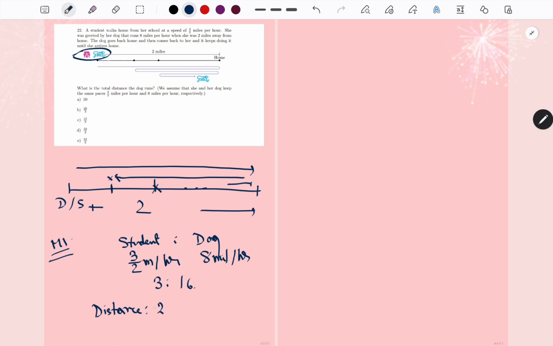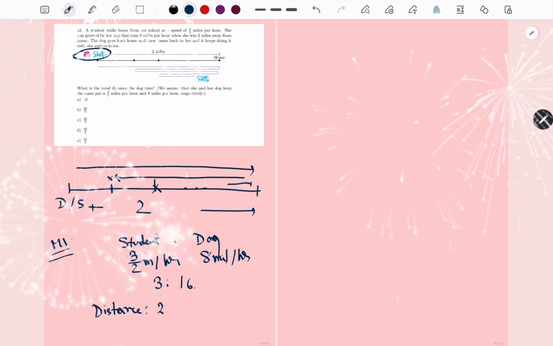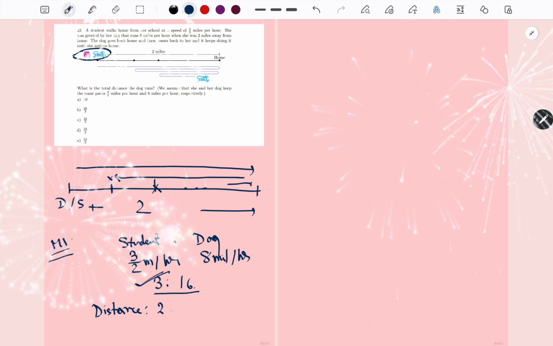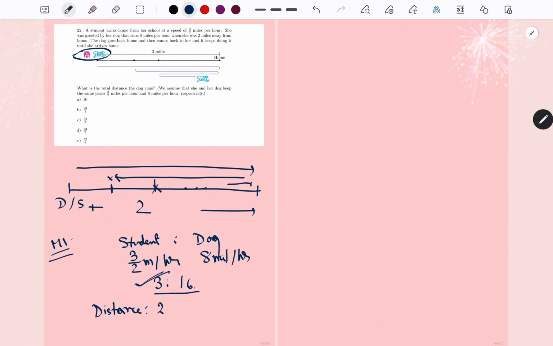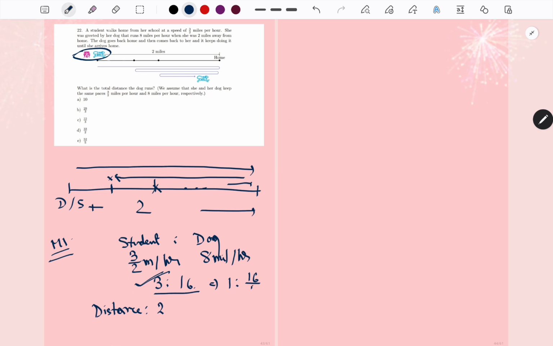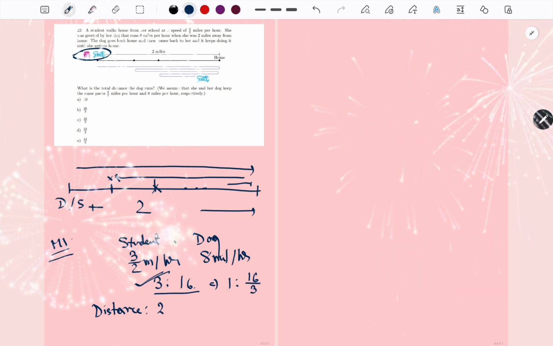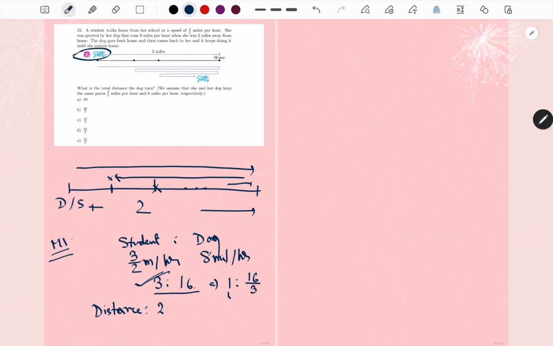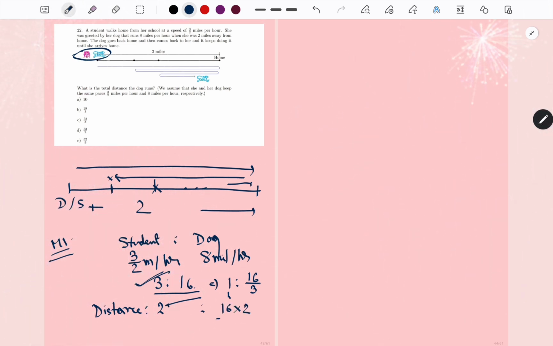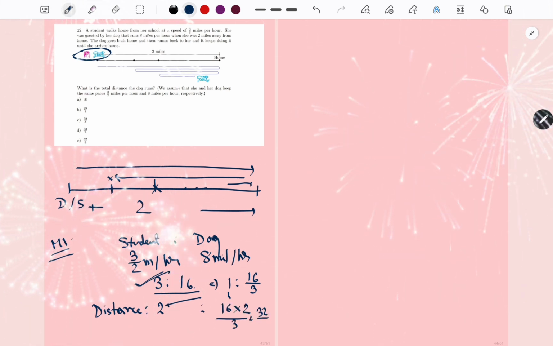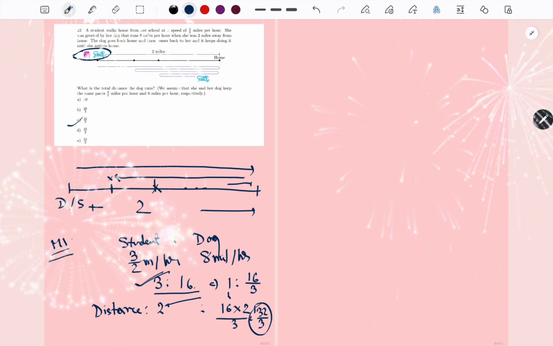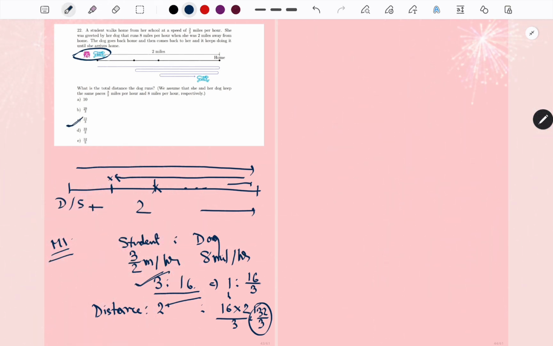So now the ratio must be the same. Since the speed ratio is 3 to 16, the distance ratio must be the same. So the ratio is 1 is to 16 by 3. With this, if the student walks 2 miles, the dog must have walked 16 into 2 by 3, that is 32 by 3 miles. So the total distance traveled by the dog will be 32 by 3. That is the answer.